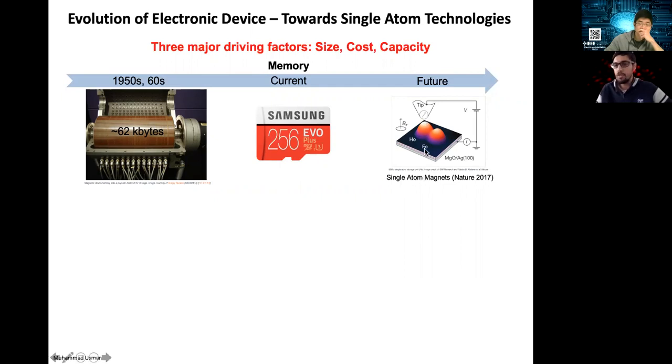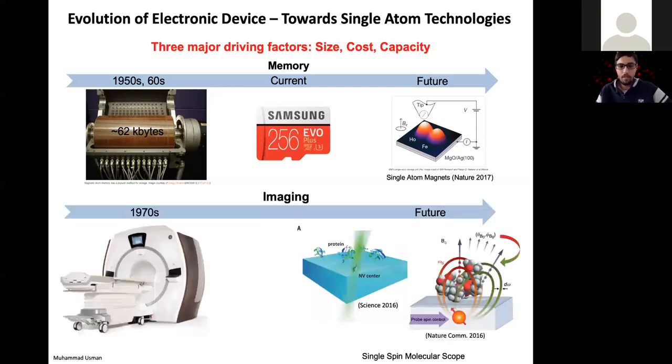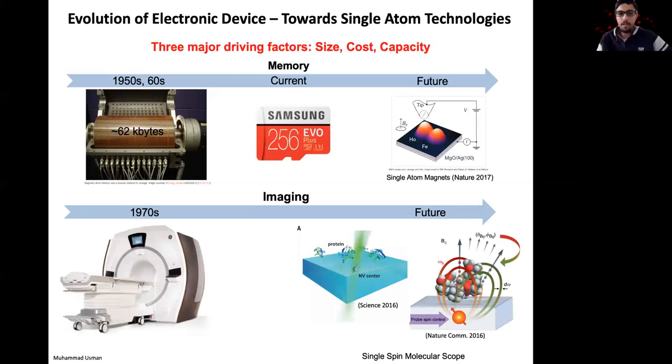And even in the future, we are expecting that memories will be stored in single atoms. They are even becoming smaller and smaller. You will have single atom where you will store your information. So you can see that the evolution has been driven by size, cost, and capacity. Another example is imaging. For example, if you're familiar with MRI, the machine which is shown in the left bottom corner, they are very big and they're very bulky, because they require large magnetic fields. But there's already research happening where you can use single atom spins to sense these magnetic fields.